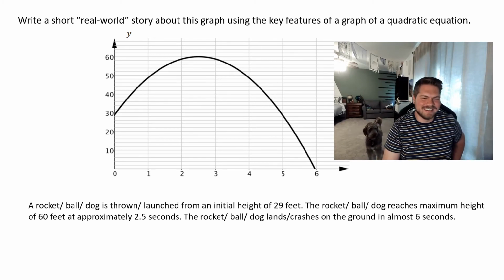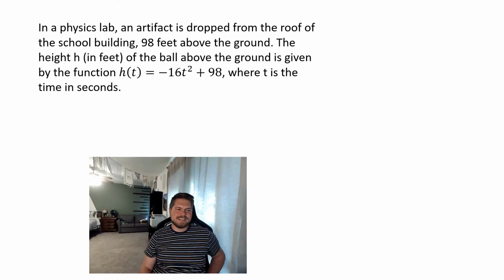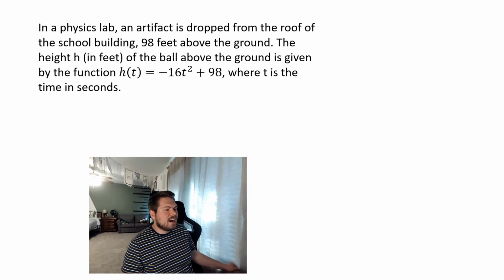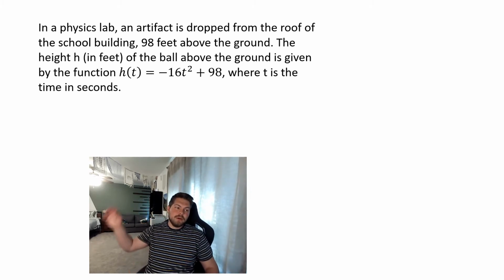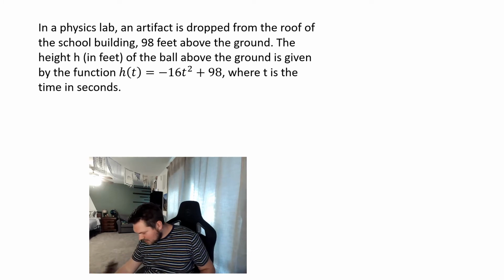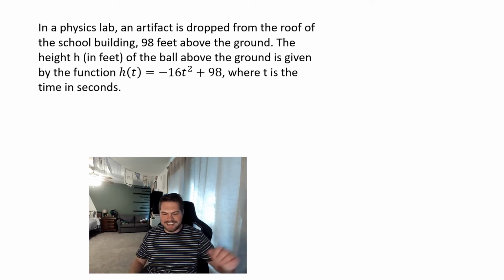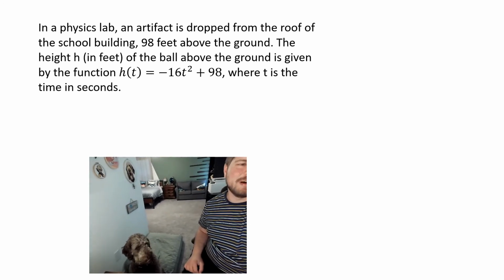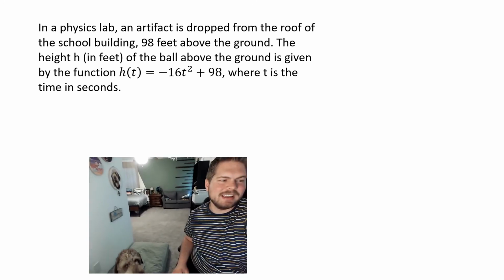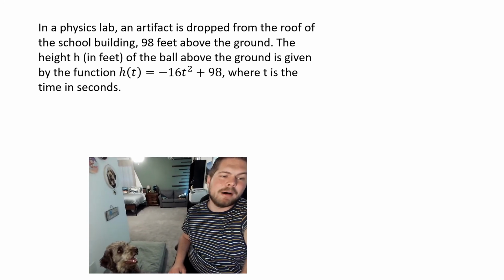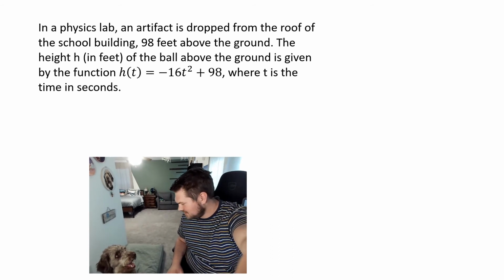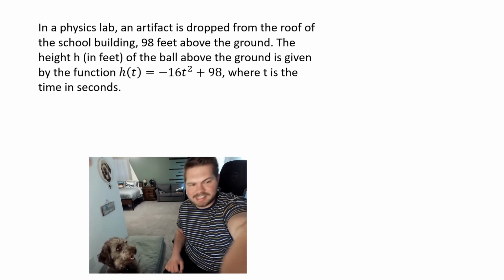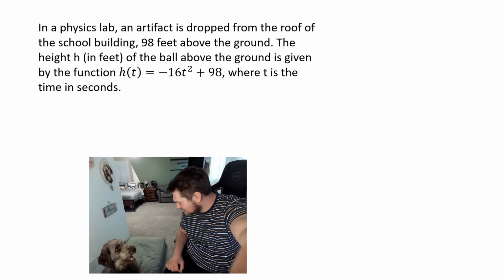Okay, let's move on to the next one. In a physics lab, I don't think this one's throwing dogs. An artifact is dropped from the roof of the school building, 98 feet above the ground. The height, h, in feet of the ball above the ground is given by this function, -16t² plus 98, where t is the time in seconds.